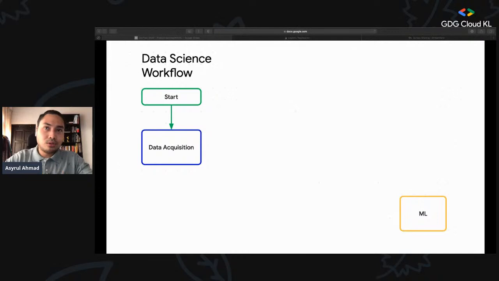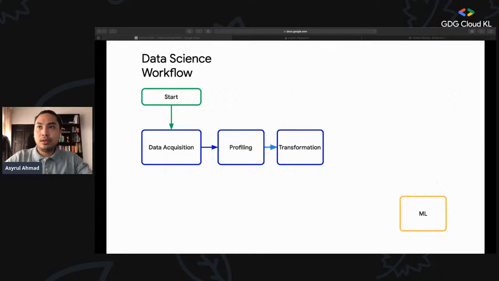But you need to obtain the data first. Then you need to profile them. And what does profile mean is you need to understand your data. You have to see missing values, or if there are invalid values, if there are outliers. And you probably need to attempt to fix them in a phase called transformation, data transformation. So in this stage, you fix those data anomalies, as well as you need to remove unwanted information.